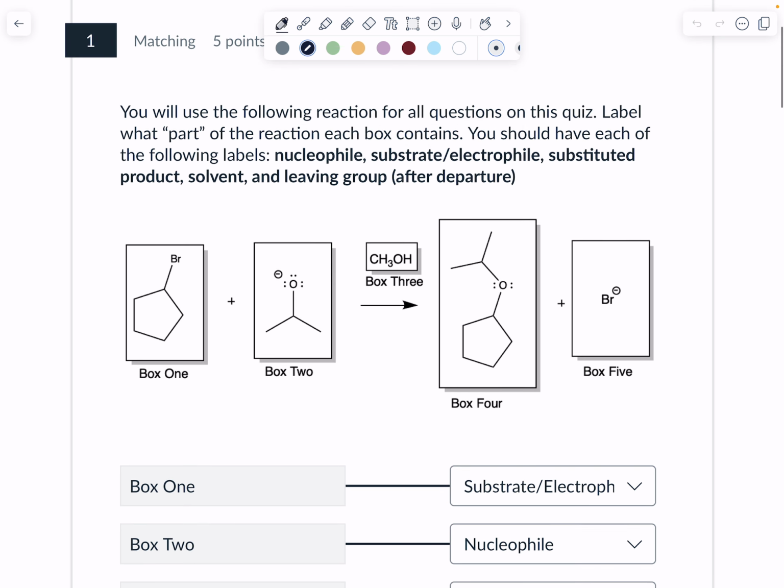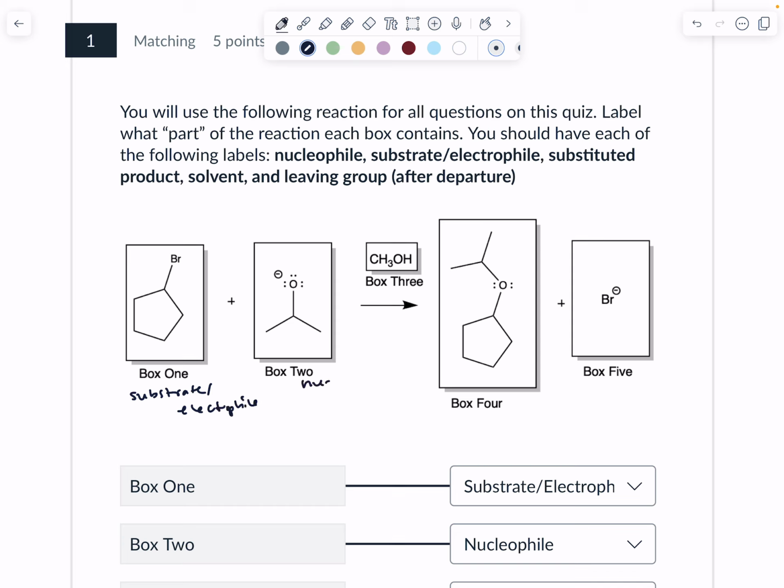So when I'm looking at this, I guess the first thing I note is that we have something with a good leaving group. Br is a good leaving group. We have a nucleophile. It's negative. And it looks like we get a substitution. So where the bromine used to be, this thing has replaced it. So I'm immediately thinking this is a substitution reaction. And so this is my substrate or electrophile, the thing that gets substituted on.